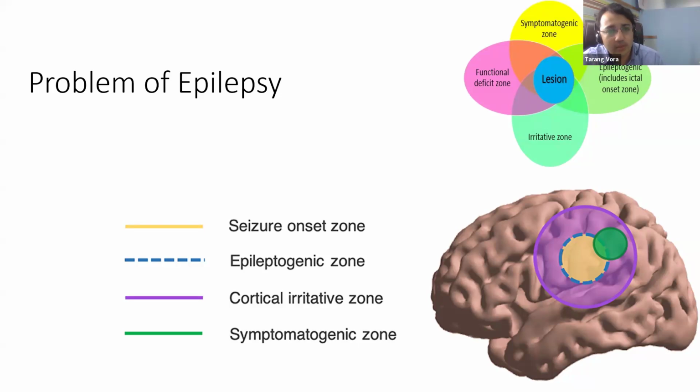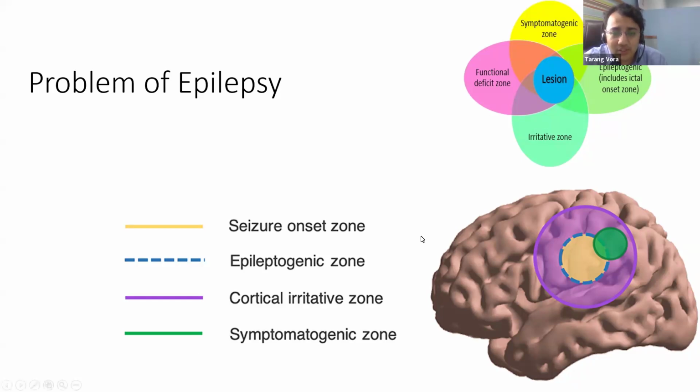That kind of a march of the electrical activity from one side to the other is called a Jacksonian march, named after Hughlings Jackson. He was the first person to describe this in the late 19th century, along with Horsley, and that's how the epilepsy workup began over the last 100 or 120 years.